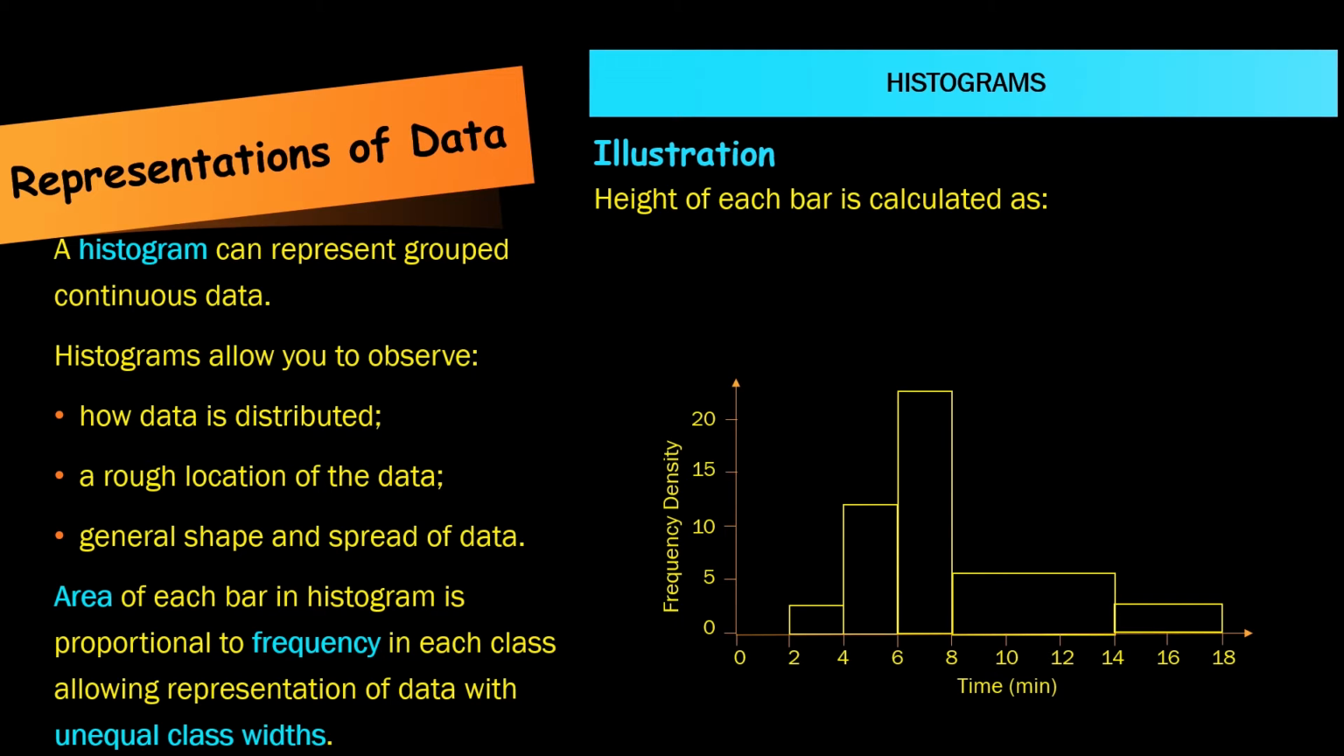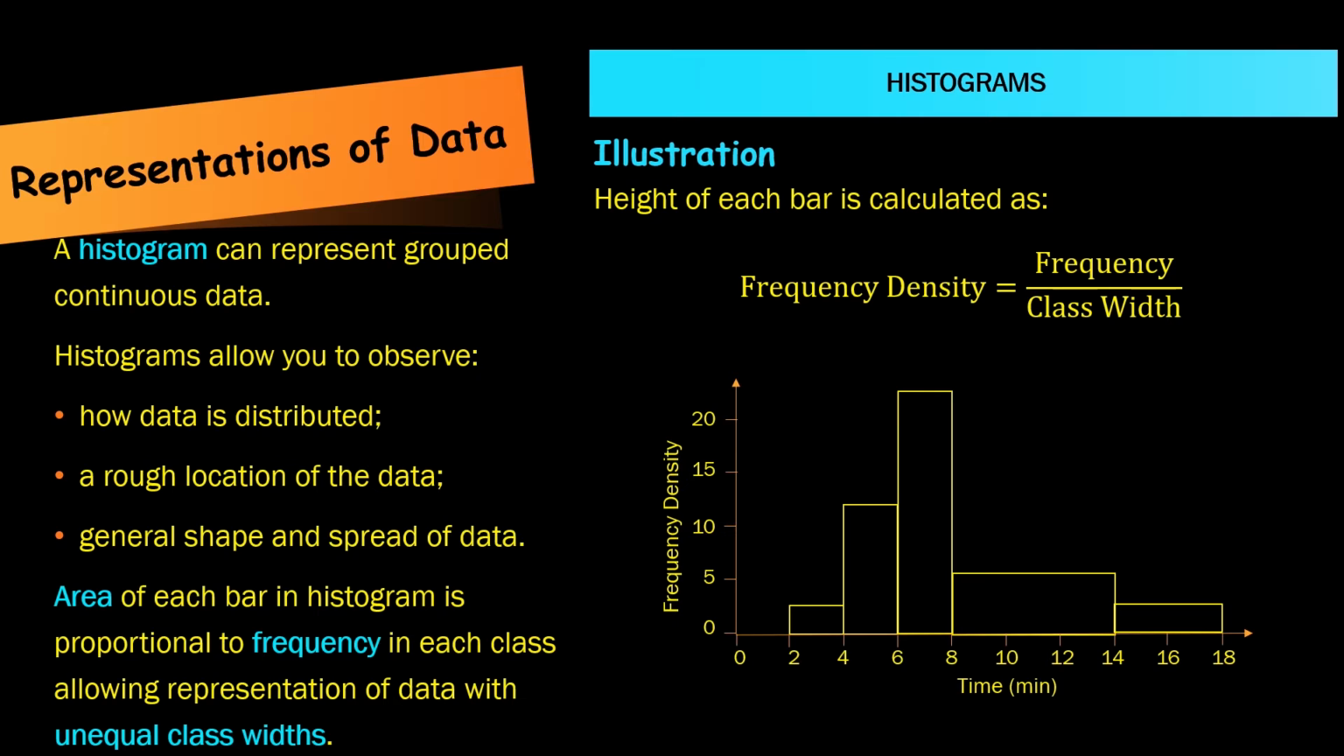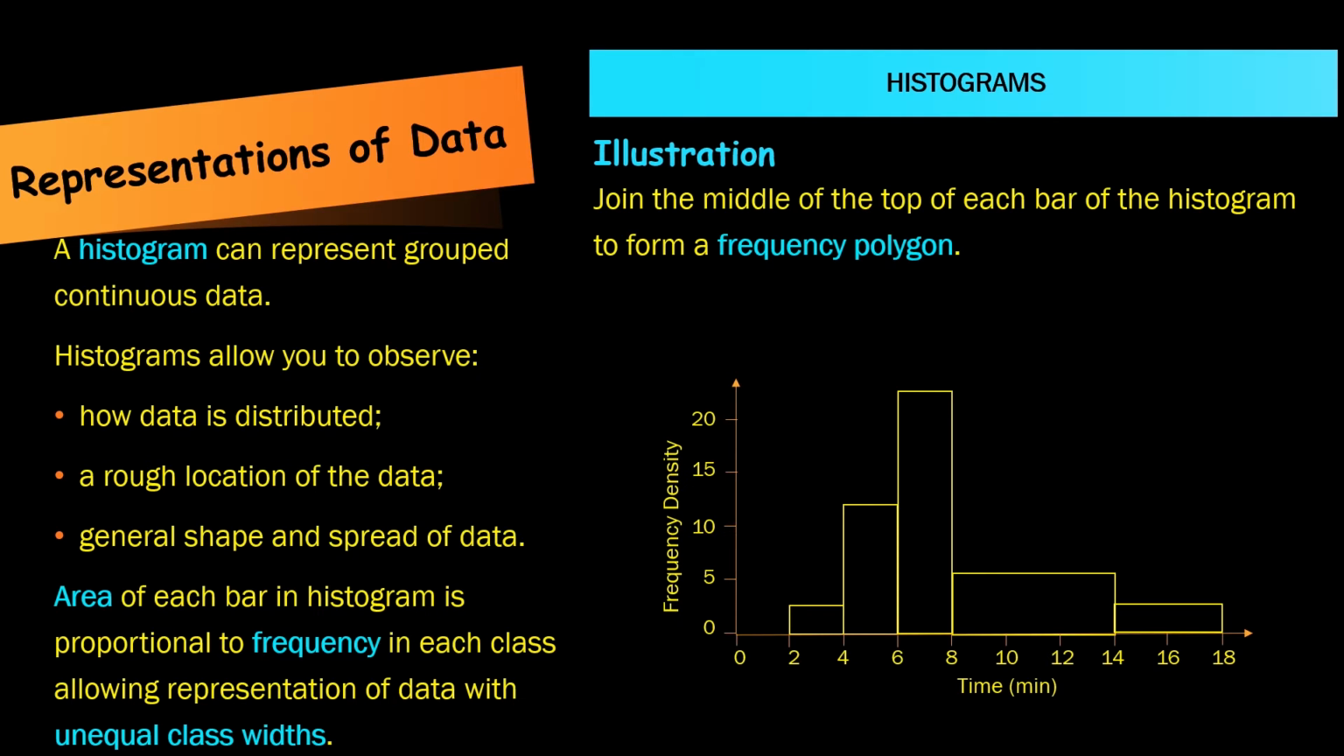The height of each bar in the diagram shown is calculated as follows. Frequency density equals frequency divided by class width. When class width is 1, we have a bar chart. We can join the middle of the top of each bar of the histogram to form a frequency polygon, as shown.